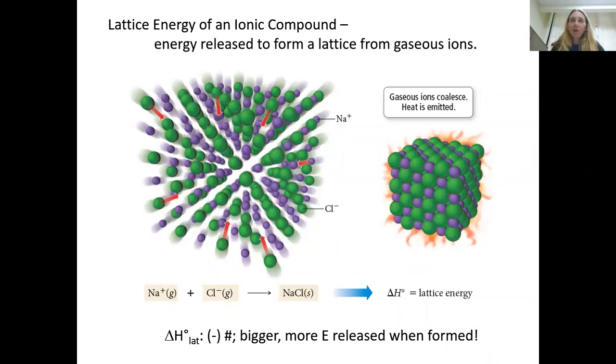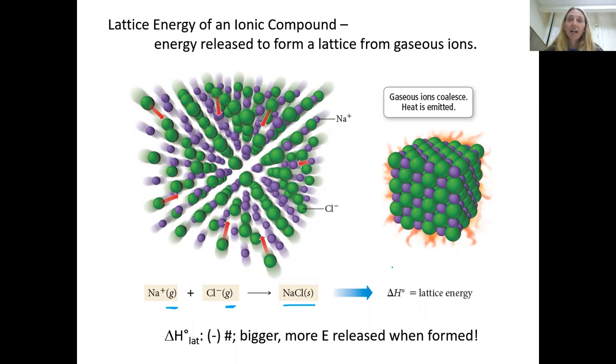Okay, so the last thing I wanted to talk about is the lattice energy of an ionic compound. Lattice energy is the energy released to form a lattice from gaseous ions. So it's a very, very specific definition. The definition is from gaseous ions. So we've got sodium plus, which is a gas, and chlorine minus, which is a gas, right? So these ions in the gaseous state form sodium chloride solid. And that strict definition is what lattice energy is.